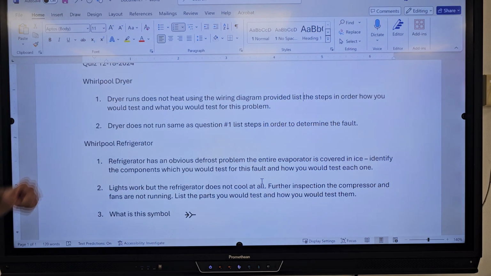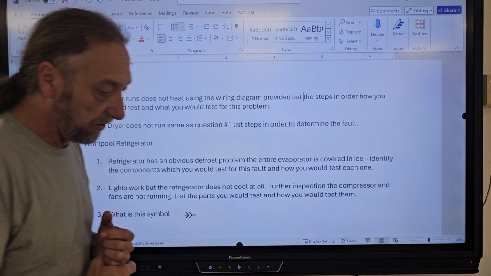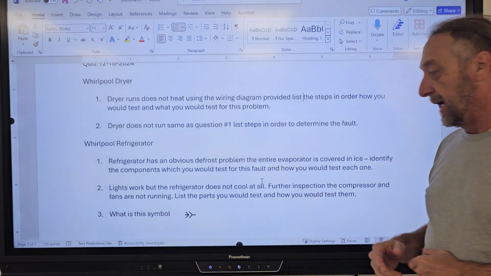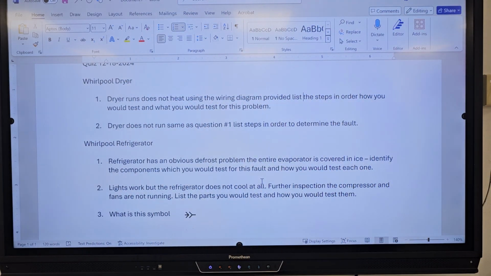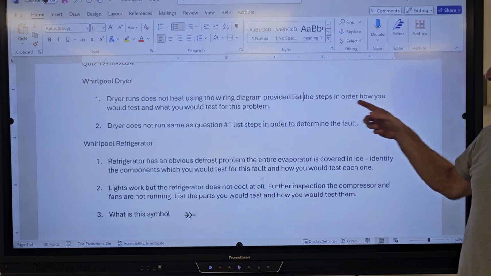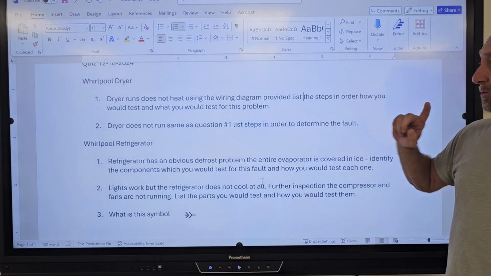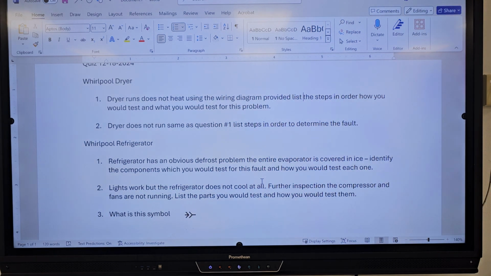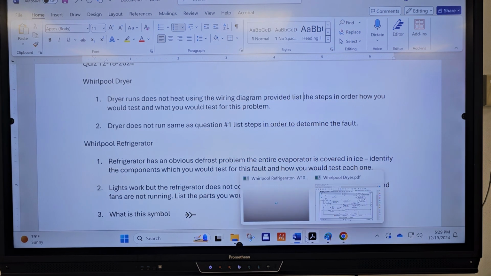Runs, does not heat. So this is a Whirlpool dryer. I got several videos on it. I just picked a diagram that I had available and wrote these questions down. So it says dryer's running and not heating, and use the diagram to provide steps that you would test for this problem. So let's take a look at the diagram for a minute.